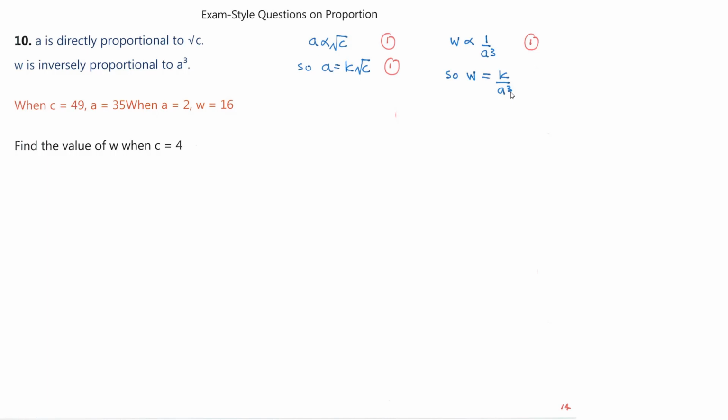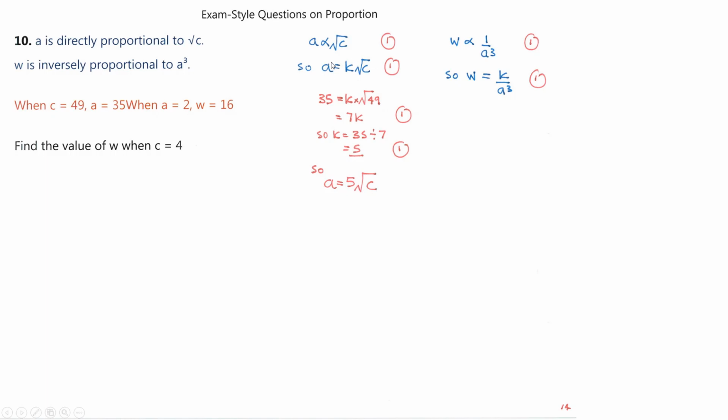It's important to realise that this K here and this K here are going to be different numbers, because these are like two separate situations. It's just that we always use K in this situation. When C is 49, A is 35. So let's put that in. C is 49 and A is 35. So K times the square root of 49 is 7K. Have a mark. So K will be 35 divided by 7, which is 5. And so A is 5 times the square root of C.